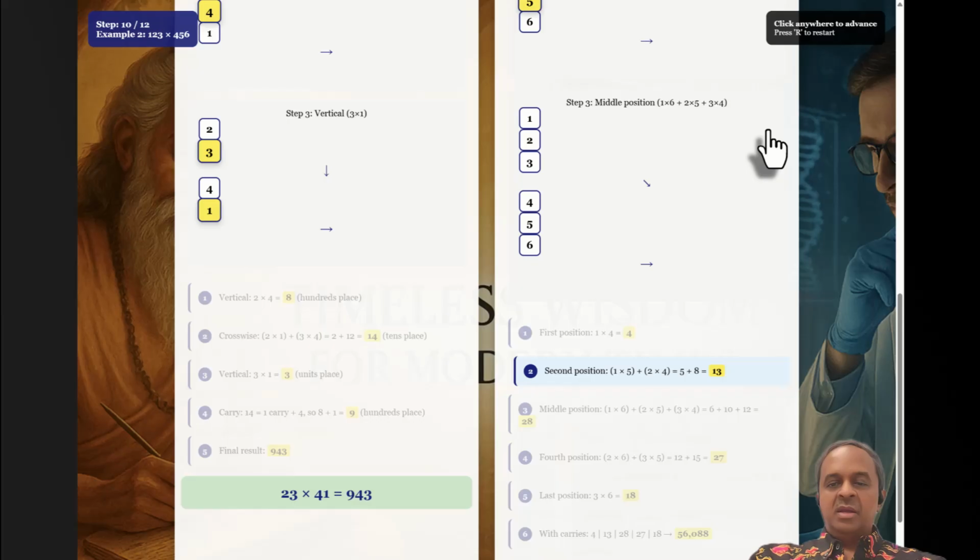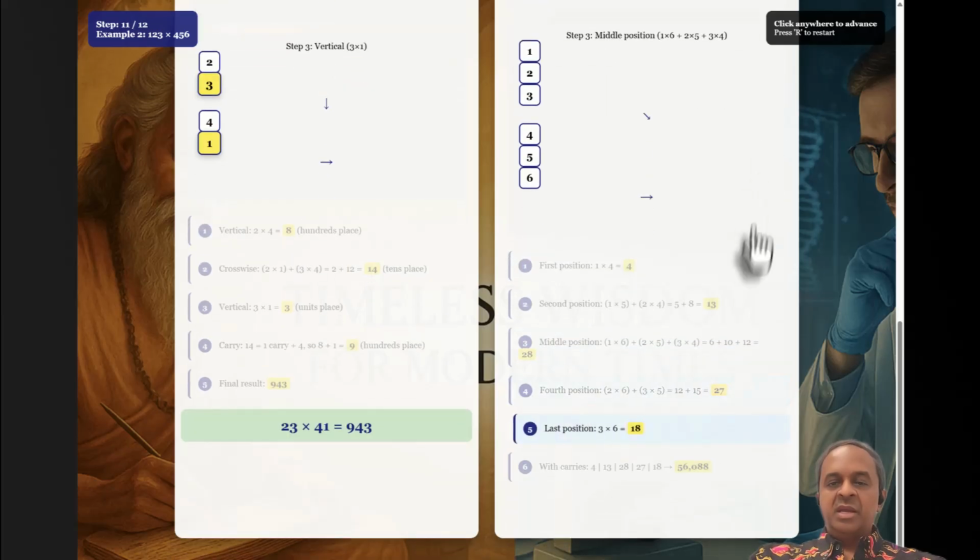That is basically the middle position: 1 times 6, then 2 times 5, and then you add 3 times 4, because now you're doing 3 of them. So you have 123 and 456. You start with 1 times 6, then 2 times 5, and then 3 times 4, okay? And then you add all of those 3 together, and that's 6 plus 10 plus 12, so that's 28.